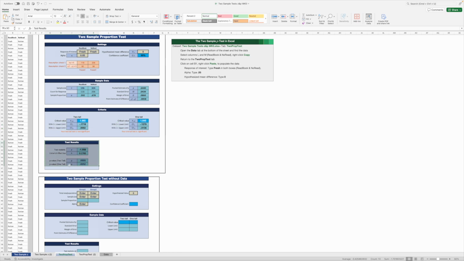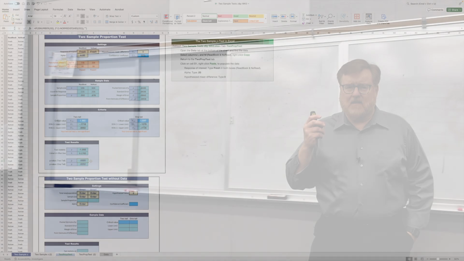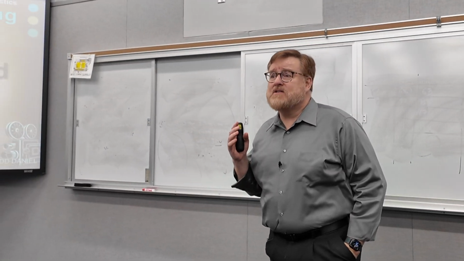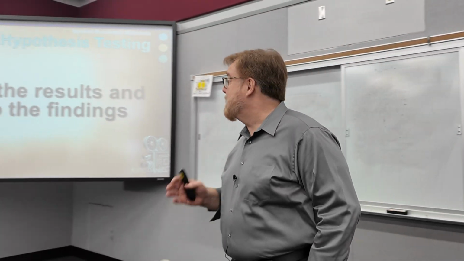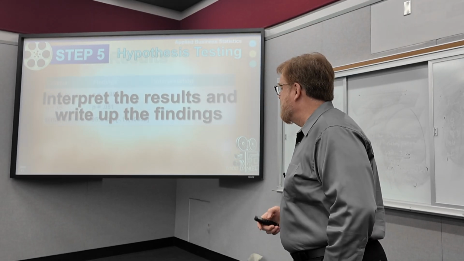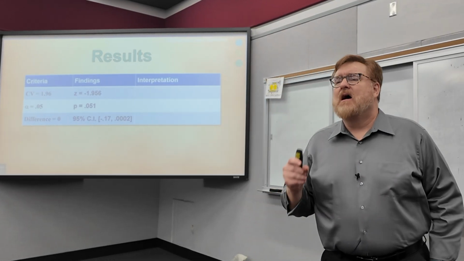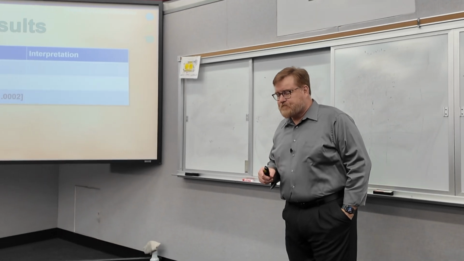And then here at the bottom, we see the test results. Here's our test statistic, our Cohen's h effect size, and the p-value for this 2-tailed test. There's a lot of information here. We're going to need to, step 5, interpret the results and write up the findings.